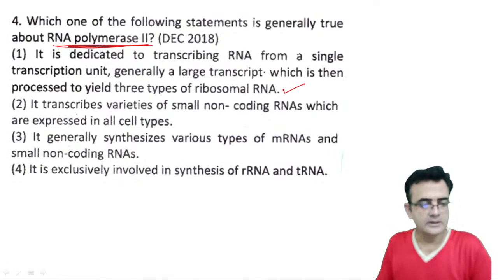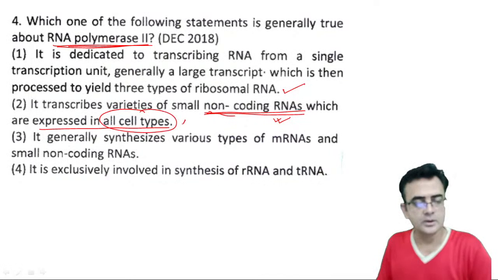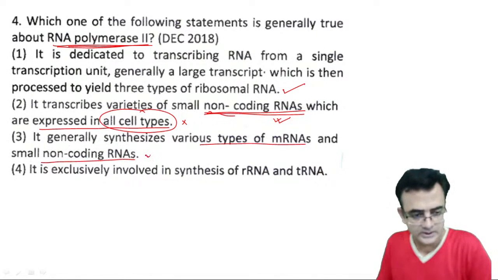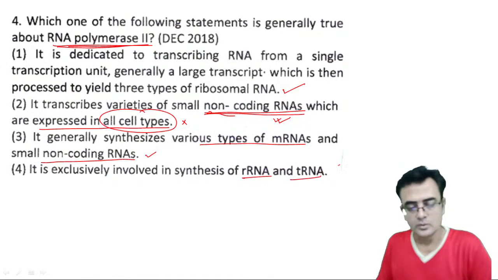Then the second choice: it transcribes varieties of small non-coding RNAs which are expressed in all cell types. Till here it is correct, it transcribes varieties of small non-coding RNAs, but the part about all cell types is wrong. In prokaryotes they are not able to synthesize. Third option: it generally synthesizes various types of mRNA and small non-coding RNA. This seems correct, right? Fourth option: it is exclusively involved in the synthesis of rRNA. No, not at all.